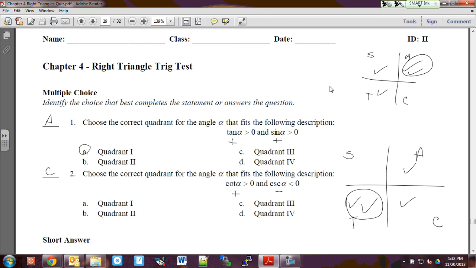Alright, moving on. Let me clear this out.